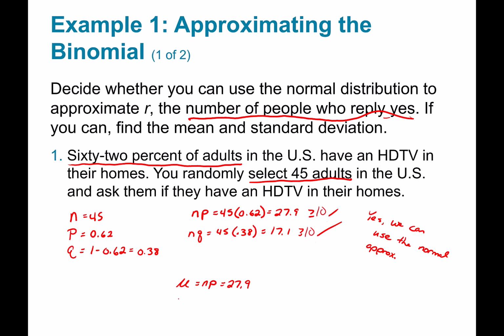And then sigma is just the square root of n times p times q. So the square root of n times p, we already know, is 27.9, so 27.9 times 0.38. And when we work that out, we get approximately a standard deviation of 3.26 to two decimal places.